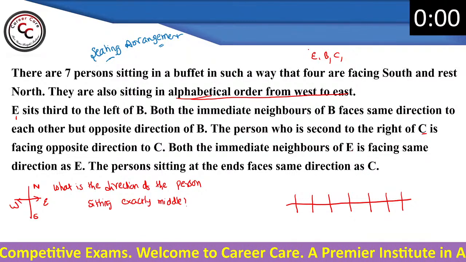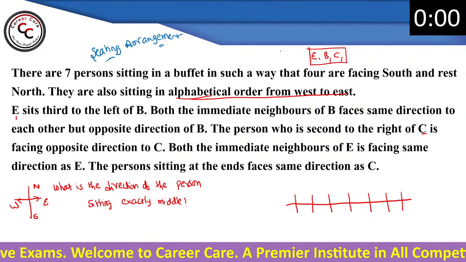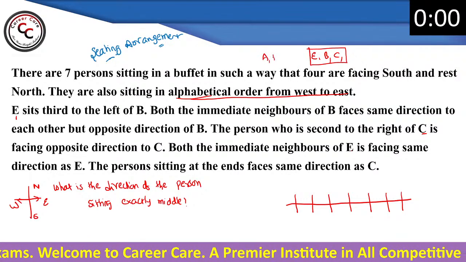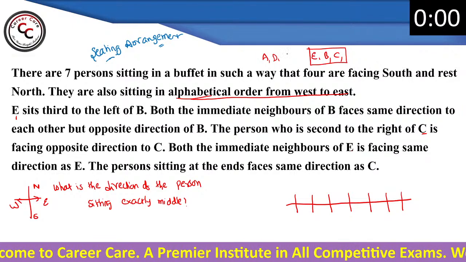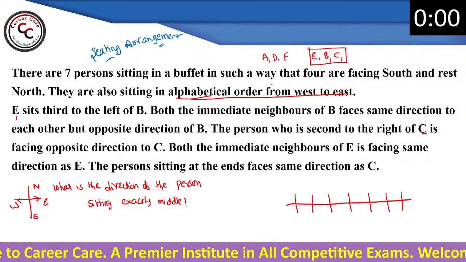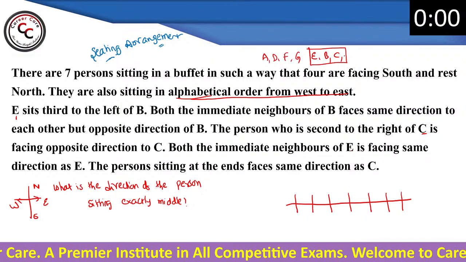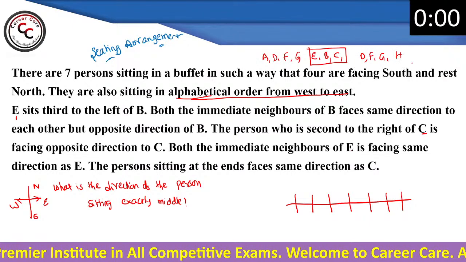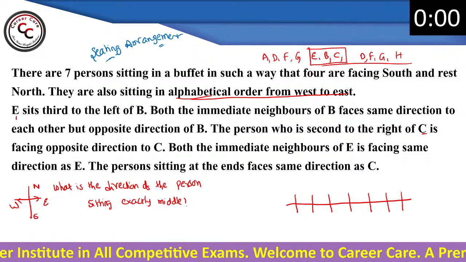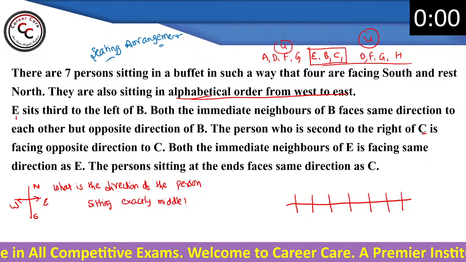So here we know definitely 3 people are there. E, B, C. The remaining 3 persons you can consider as A, D, F, or A, B, C, D, E, F, as well as G. Or you can take it that side also: B, C, D, E, F, G, H. No problem. So you can take these 4 or these 4, depending upon the options. You can just replace.